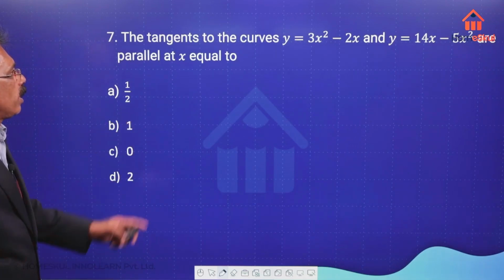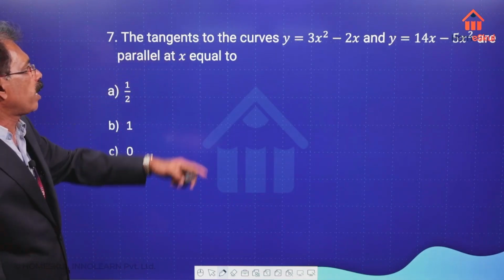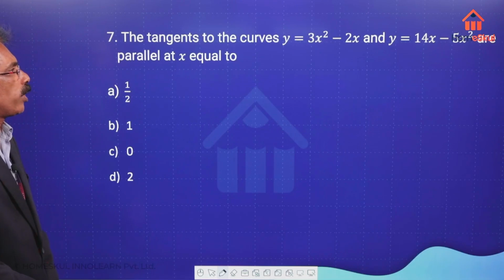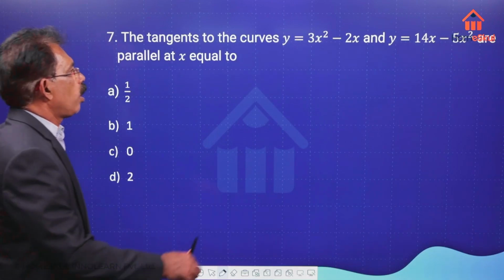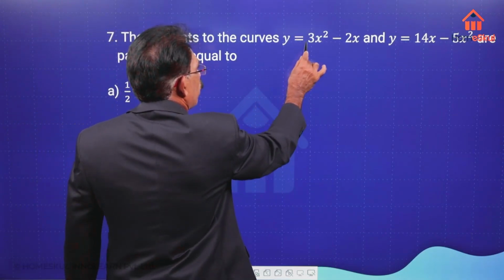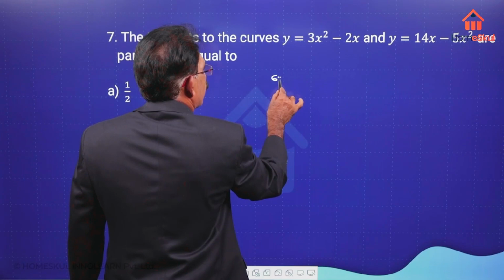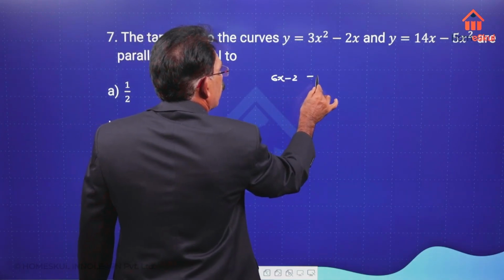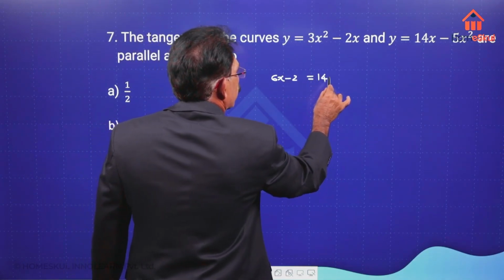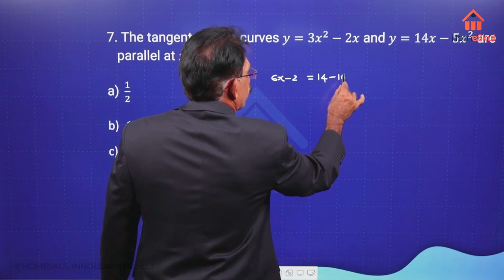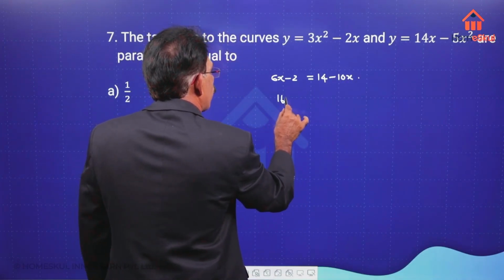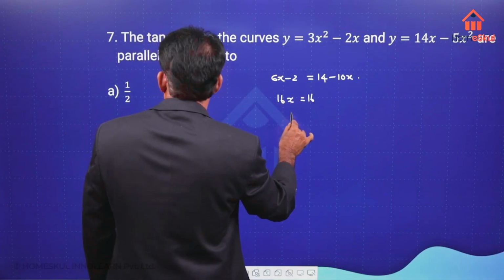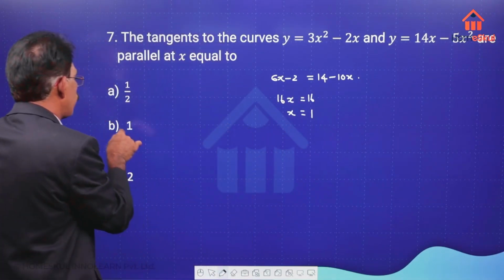The tangents to the curves y is equal to 3x square minus 2x and y is equal to 14x minus 5x square are parallel. Then x is equal to what? Parallel means the slopes of the tangents are the same. This is equal to what? 6x minus 2 is equal to 14 minus 10x. Then 16x is equal to 16. x is equal to 1. The correct answer is option B.